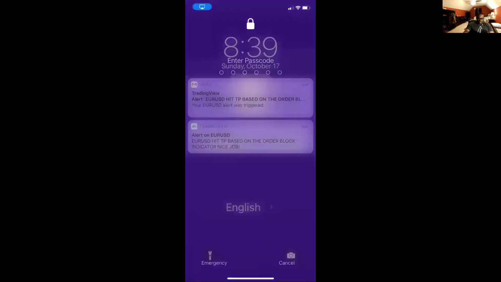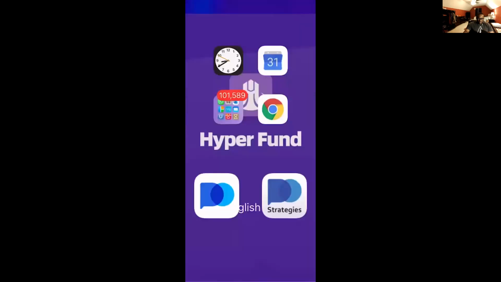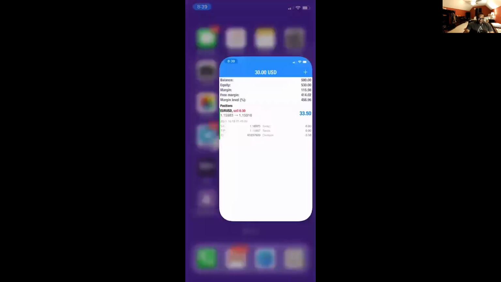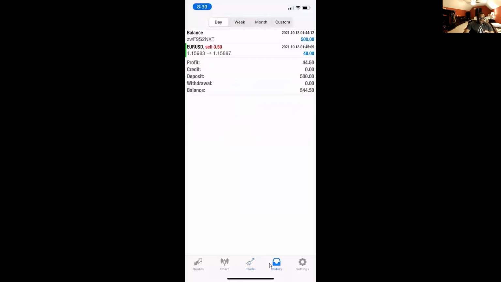All right, so let me get into my phone here. Go into my MetaTrader 4. So I made about $48 off of this indicator that I tested previously on demo. So it shows that this indicator works. It's letting us know when the banks are making moves, and when we go with it, we make money. So that's dope. All right, so now let's go back to NAS.